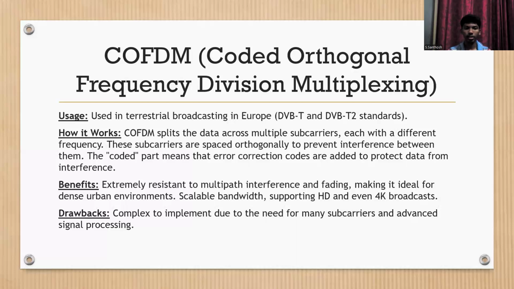So the benefit of this is that it is extremely resistant to multipath interference. That is, we have a high resistance to path interference and fading of the signal. We won't have the signal being distorted on the way of transmission, making it ideal for dense urban environments, with scalable bandwidth, supporting HD and even 4K broadcasts. And the disadvantage is that it is too complex to implement due to the need for many subcarriers and advanced signal processing.